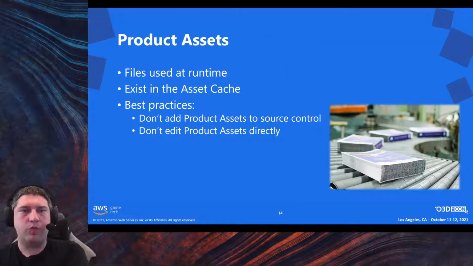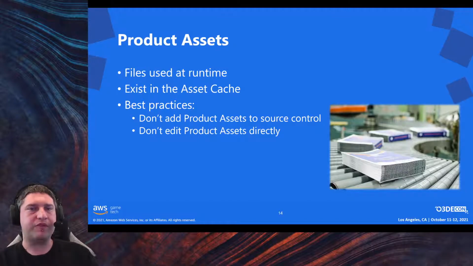Product assets are then what are created by the builder, and they're what you use at runtime and at edit time in the editor. When you load up the editor and, say, place an entity in a scene, that entity has an asset reference. That asset reference is pointed at a product asset.